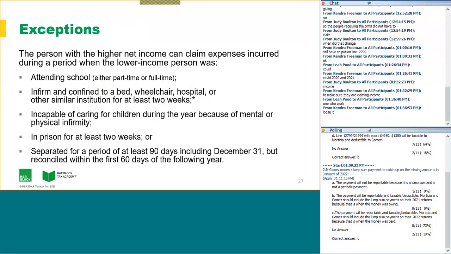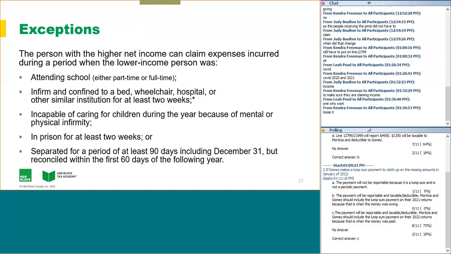Okay. Part C exceptions are very limited. This is the only time when the higher income earner can claim some or possibly all, depending on the calculation, of the child care expenses. It is if the lower income person is attending school, either part-time or full-time. We'll talk about attending school in the next chapter. But if they were attending school part-time or full-time, then there's a Part C exception.